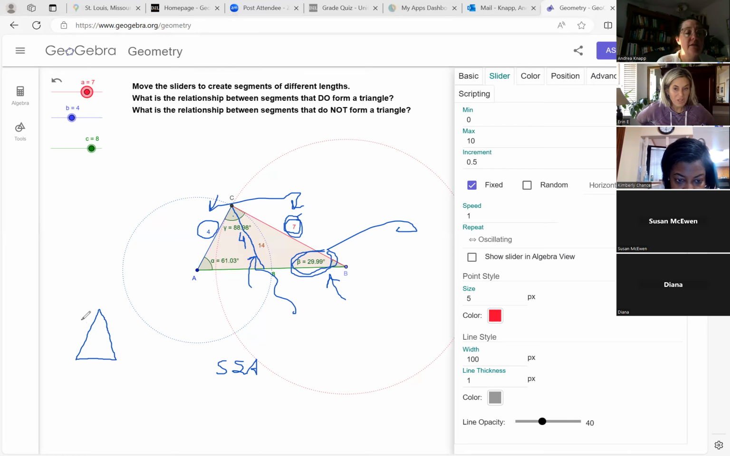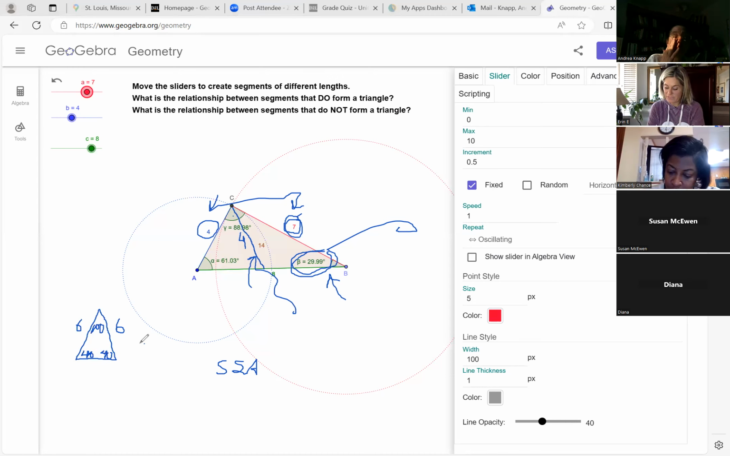So if we have 6, 6, and a non-included angle of 40, that forces this one to be 40. And 180 minus 40 minus 40 is 100. So that's fixing it. You have side-angle-side.